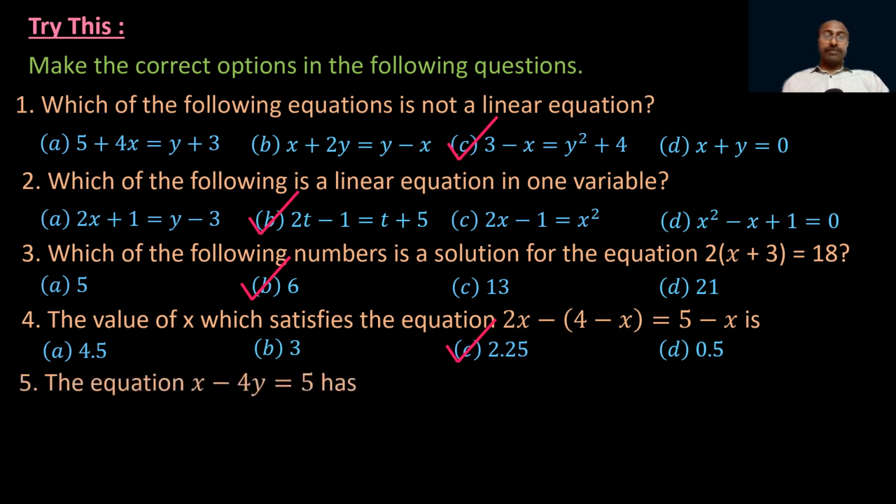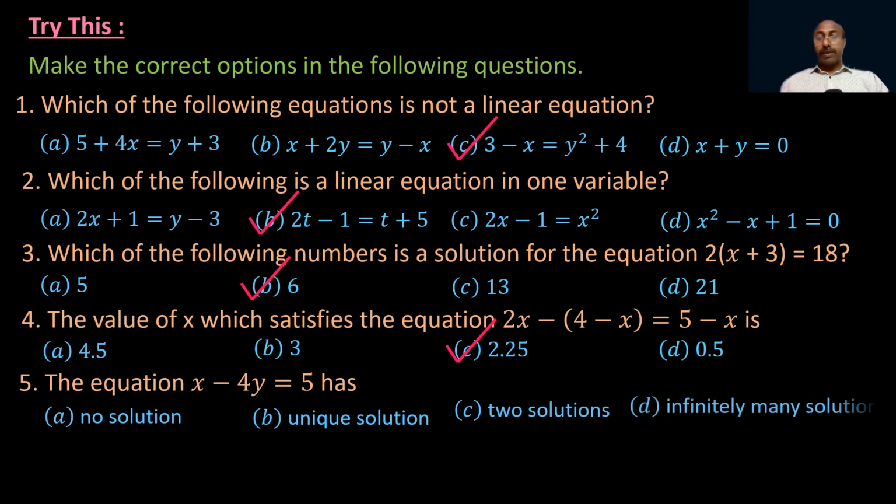Okay, take the next one. The equation x minus 4y equal to 5 has A, no solution, B, unique solution, C, two solutions, D, infinitely many solutions. And just now we have seen that if a linear equation in two variables is given, then it has infinitely many solutions.